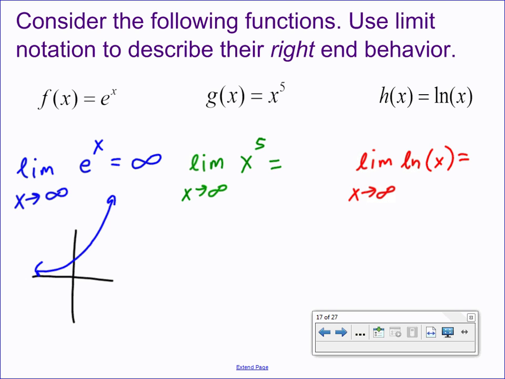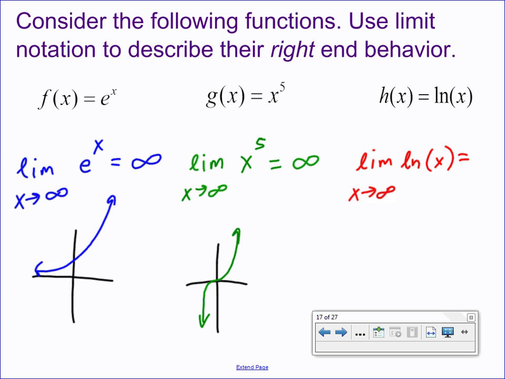What about x to the fifth? So what did that do? Grace? It also goes to infinity. In this case, we're dealing with a power function model. X to the fifth is an odd power function, so we've got our discordant behavior. We've got our down, up. And lastly, what does ln of x do as x goes to infinity? Danny? It goes to infinity as well.